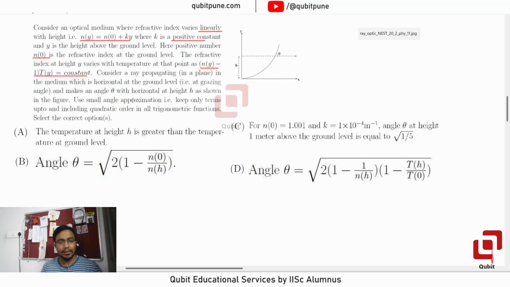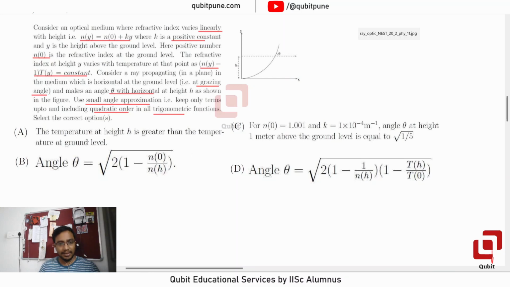Consider a ray propagating in a plane in the medium which is horizontal at the ground level, that is at a grazing angle, and makes an angle theta with the horizontal at height h, as shown in the figure. Use a small angle approximation, that is, keep only terms up to and including quadratic order in all trigonometric functions. Select the correct options.